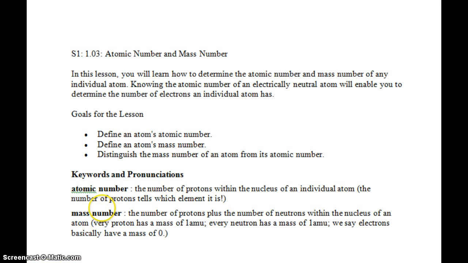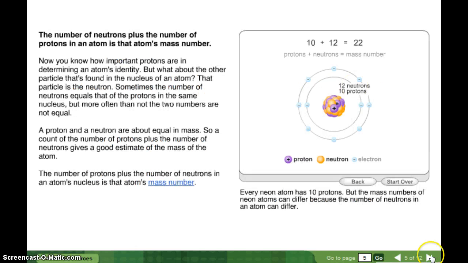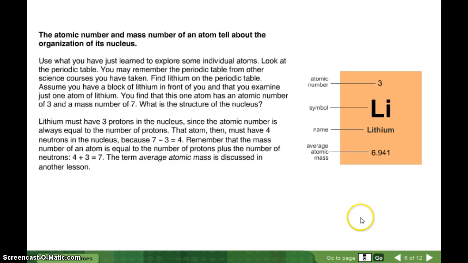All right, so let's talk about our mass number, the number of protons plus the number of neutrons within the nucleus of an atom. Every proton has a mass of 1 AMU. Every neutron has a mass of 1 AMU. We say electrons basically have a mass of 0, which is why we ignore them when we say what is the mass of the atom. The atomic number and the mass number of an atom tell about the organization of its nucleus.